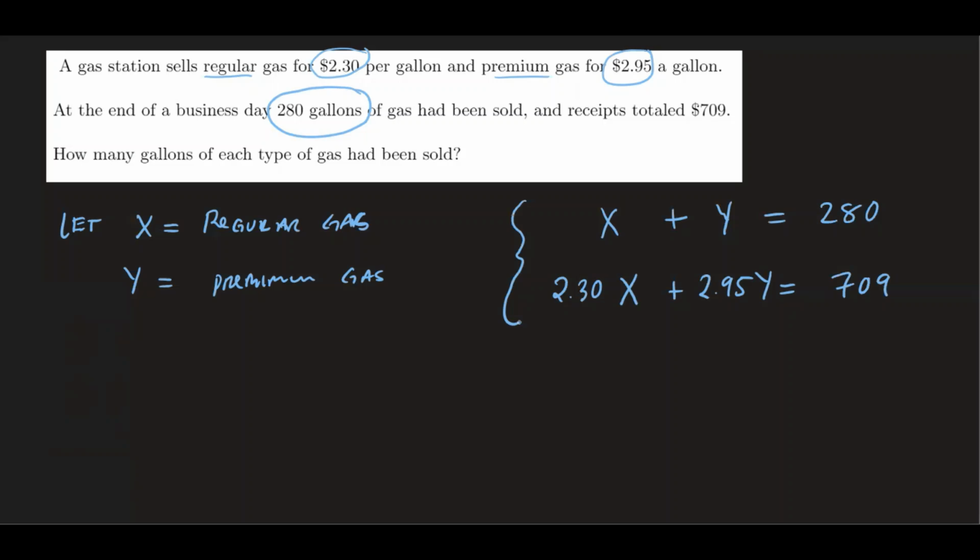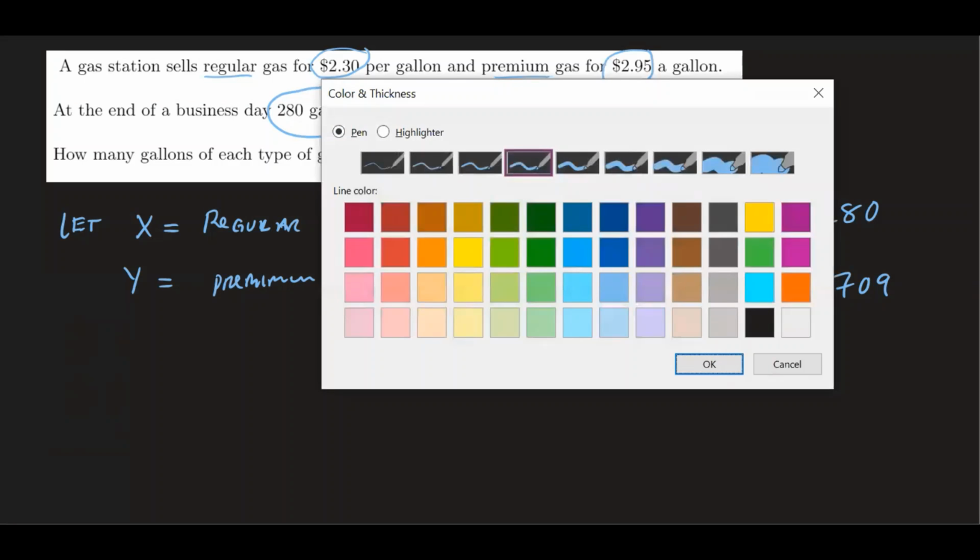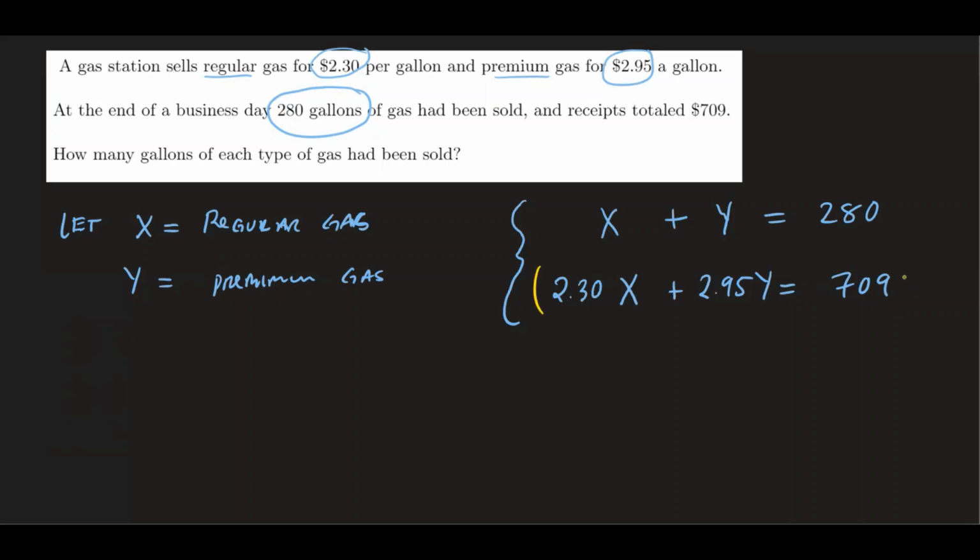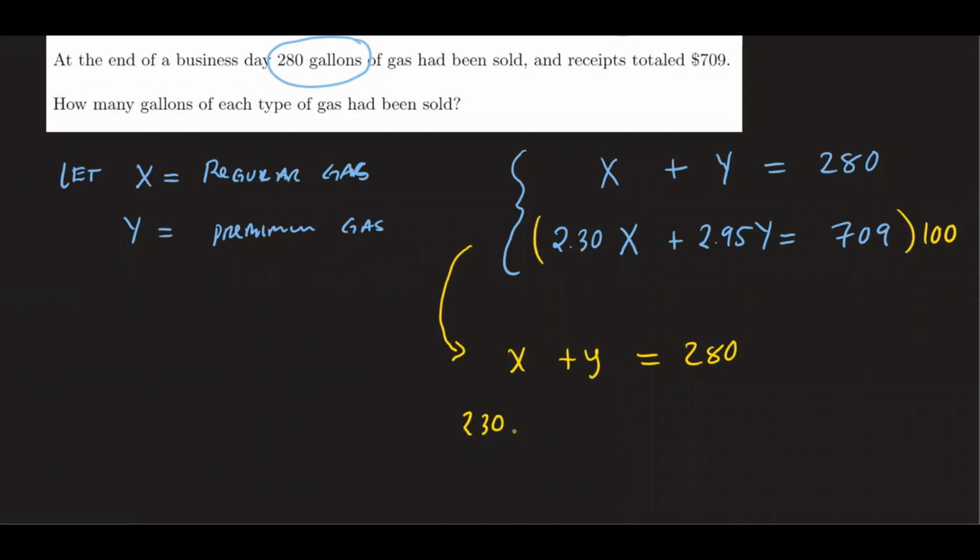But before I do that, I'm going to make my second equation with whole numbers. That way it's easier to work with. So let's go ahead and take the second equation and multiply it by 100. That way we can turn them into whole numbers. So we have the following equations. X plus Y is equal to 280. And the second equation is 230x plus 295y is equal to 70,900. So that's a nice system to work with.